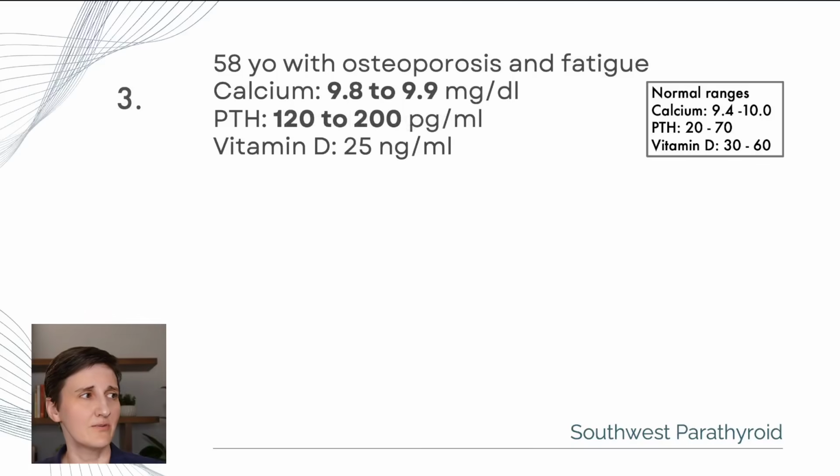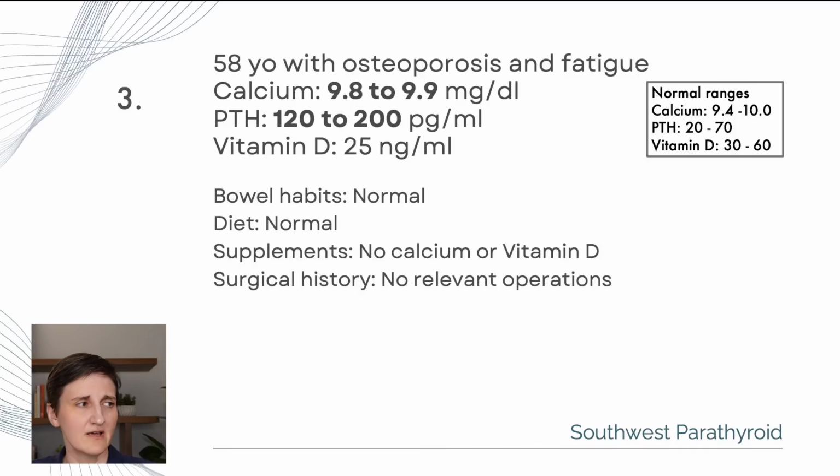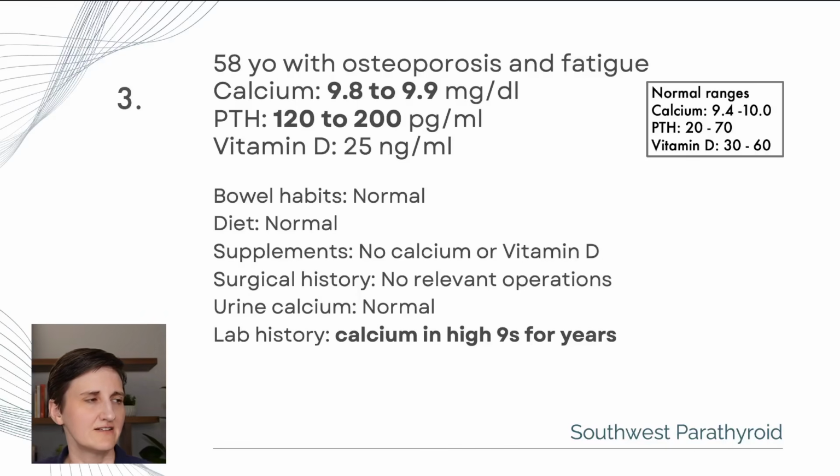Okay, same person, number 3. Now, her calcium level is actually on the high end, 9.8 to 9.9. PTH, though, is 120 to 200, very high. And vitamin D is the same, kind of on the low end. Okay, what about this person? Well, not a lot to find here. Bowel habits, everything's normal. Diet's normal, no relevant operations. Urine calcium's normal. Looking back at her labs, they've been in the high 9s for years.